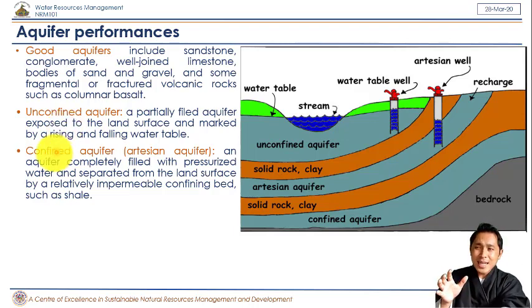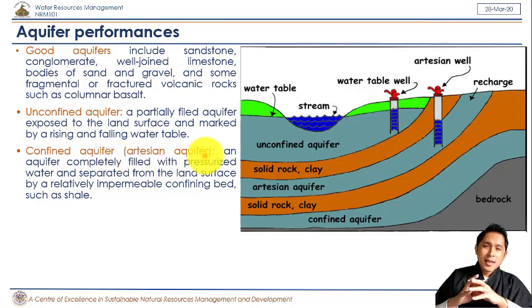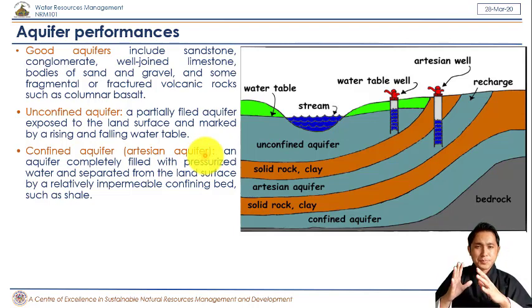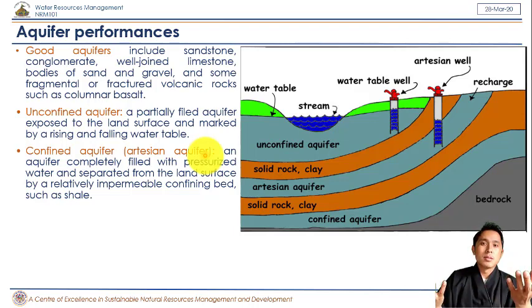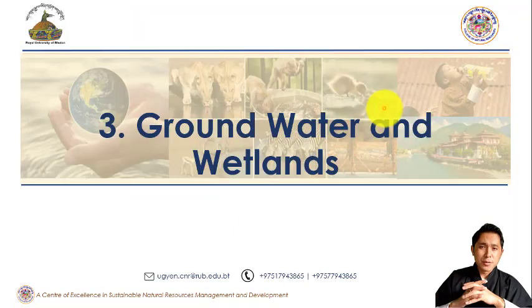But again, a confined or artesian aquifer is beneath the confining bed. That means it is under lots of pressure. So if you put a small pipe in it, the water will come out with lots of pressure from that pipe and just go up. So that's it on aquifers.